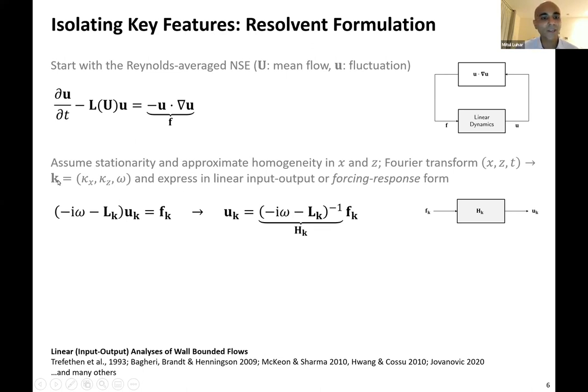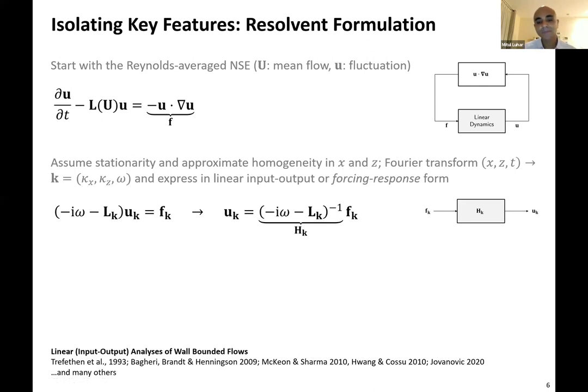So we can express for each wave number frequency combination, so wave numbers kappa x, kappa z, for streamwise and spanwise direction and frequency omega, we can express our Navier-Stokes equations in this linear input-output or forcing response form. So f sub k is the Fourier transform nonlinearity, u sub k is the Fourier transform velocity response. And this here represents a mapping between f_k and u_k. And specifically, when we take this term in the parentheses over to the right-hand side, we get a transfer function H_k, which I'm going to call the resolvent operator, that maps the forcing to a velocity at that wave number frequency combination.